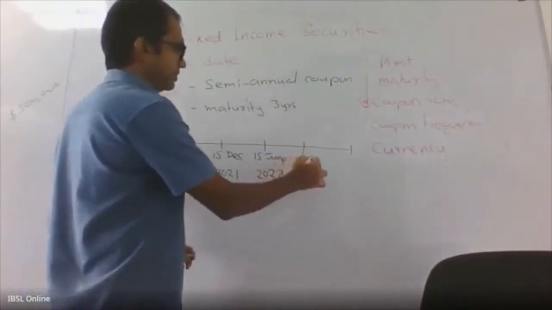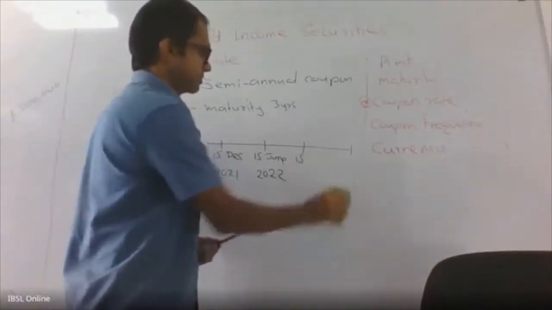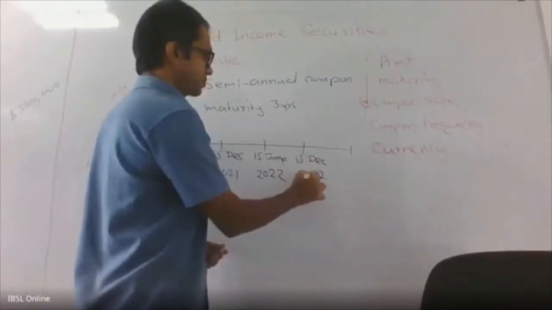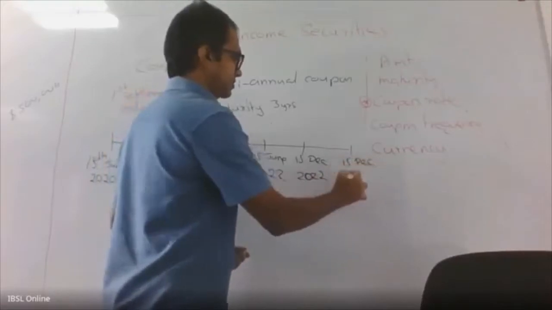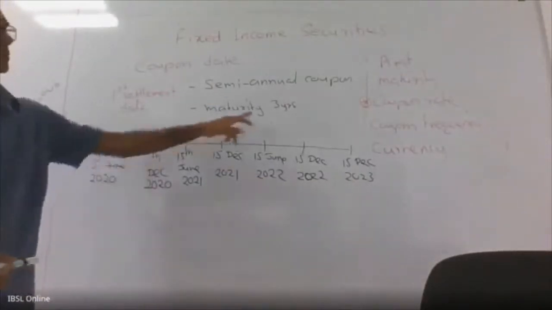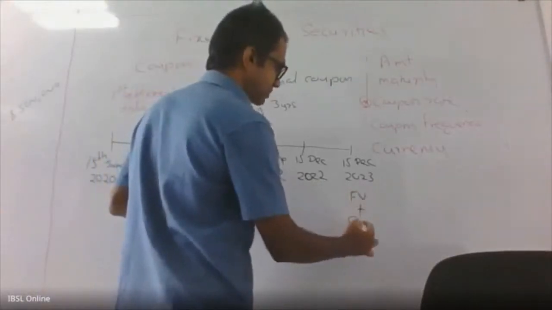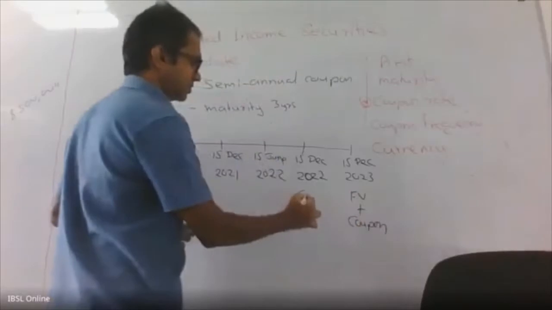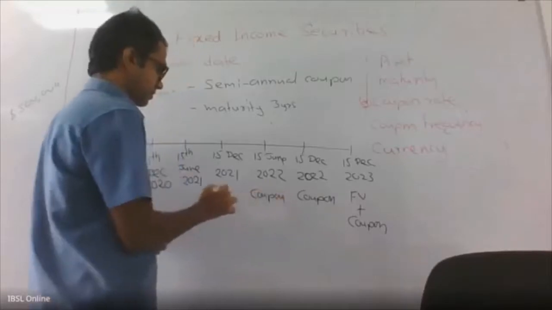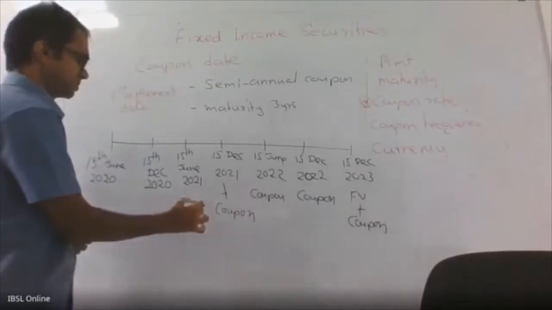15th June 2022, sorry, 15th December 2022, and 15th December 2023. Again, since it's a 3-year bond, on this date you will get face value plus coupon. In all other payment dates, you will receive only the coupon.